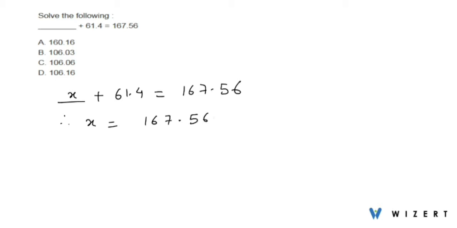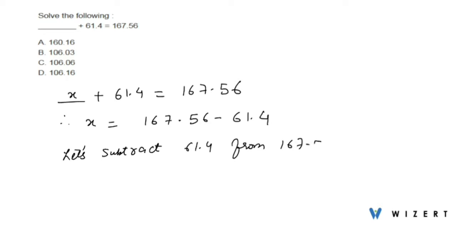We have to solve this fill in the blanks. So what number is added with 61.4 to give 167.56? So let's say if this number is x, so we can find out this number by subtracting these two numbers. So basically here we have to subtract 61.4 from 167.56. So let's do the subtraction, or decimal subtraction, we can say.